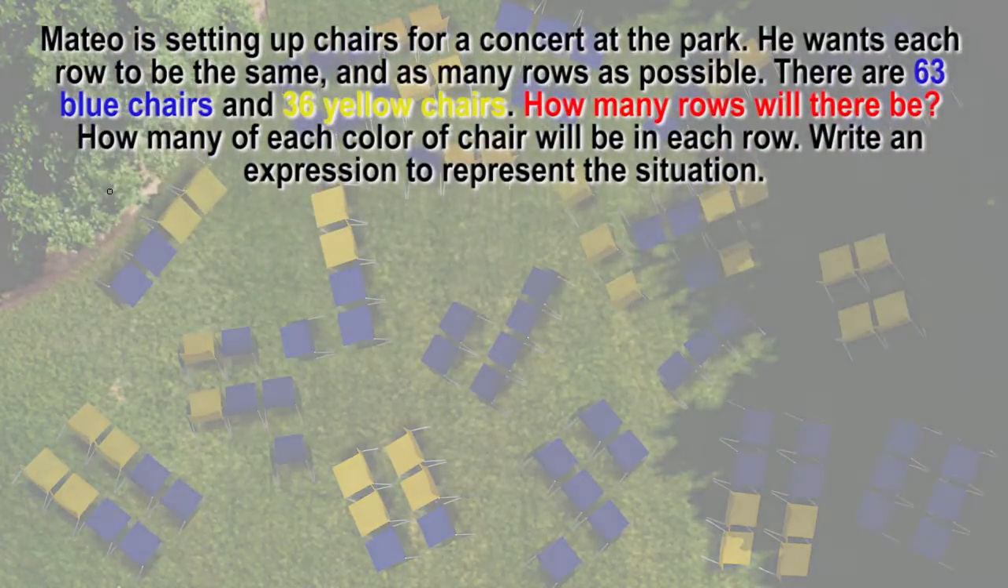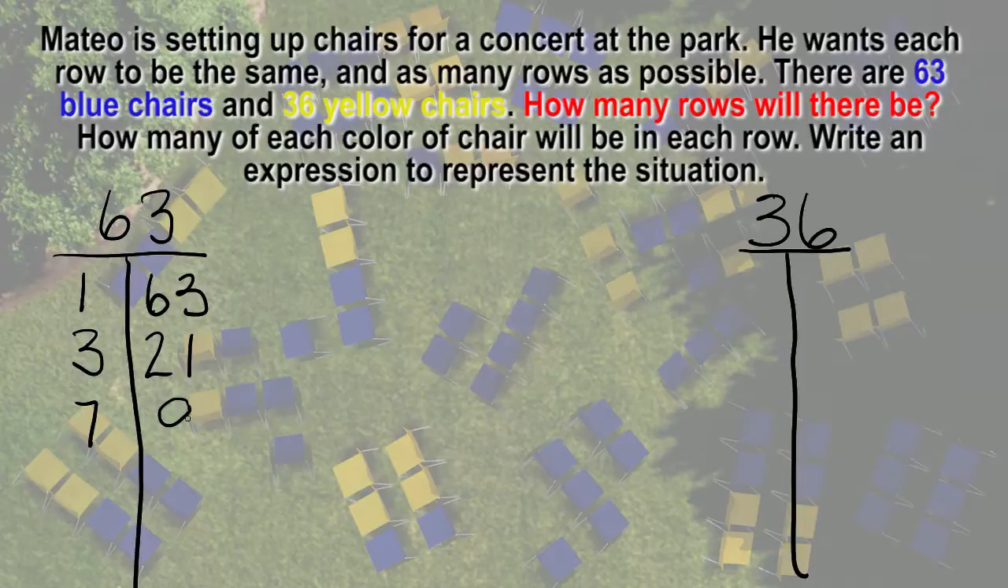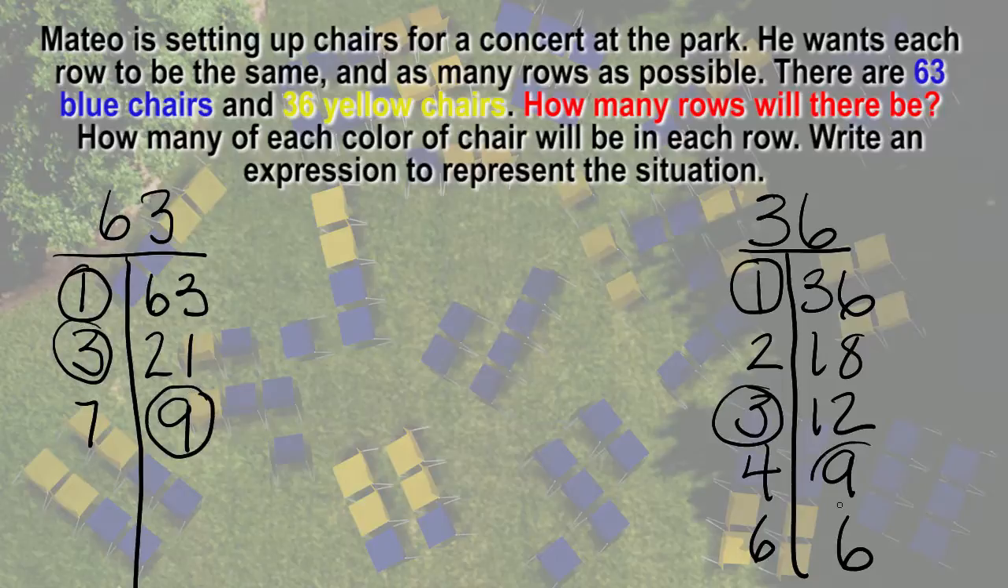Let's begin by using a T-chart and find the greatest common factor for 63 and 36. The factors for 63 are 1 and 63, 3 and 21, and 7 and 9. The factors for 36 are 1 and 36, 2 and 18, 3 and 12, 4 and 9, and 6 and 6. The common factors are 1, 3, and 9, with the greatest common factor being 9.